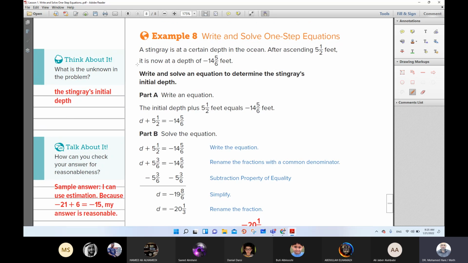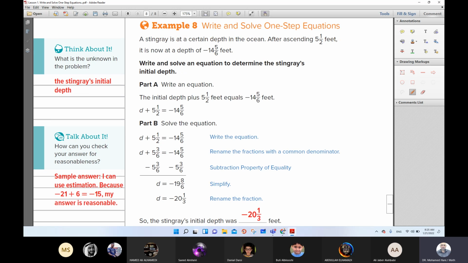For example, here, Stanley is at a certain depth in the ocean after ascending 5 and 1 over 2 feet. It is now at a depth of negative 14 and 5 over 6 feet. Write and solve an equation to determine Stanley's initial depth. So at first, we want to write the equation. The initial depth plus 5 and 1 over 2 feet equals negative 14 and 5 over 6 feet.